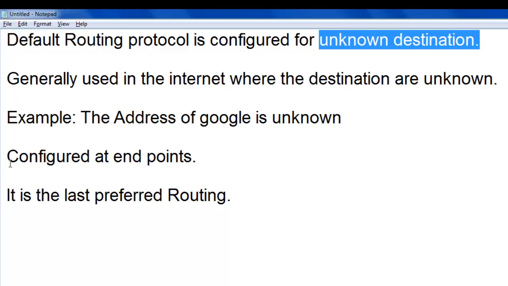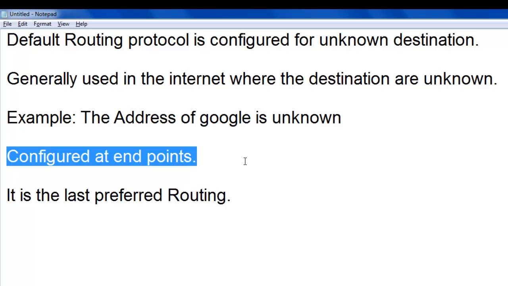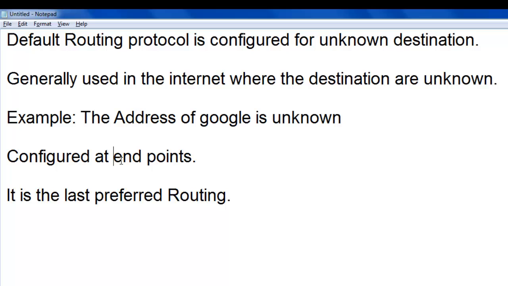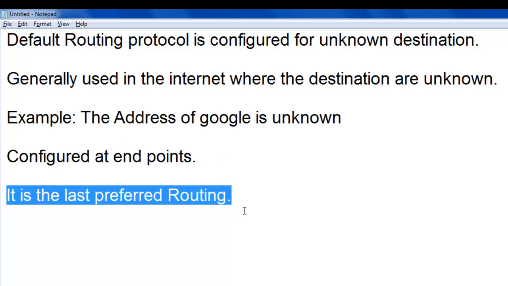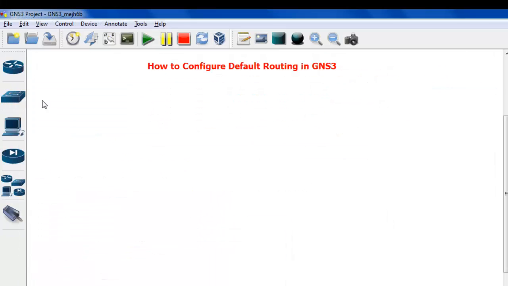This is configured at the endpoints, meaning we configure this routing at the endpoint, on the default gateway. This is the last preferred routing type. Next, we are going to discuss the practical session.